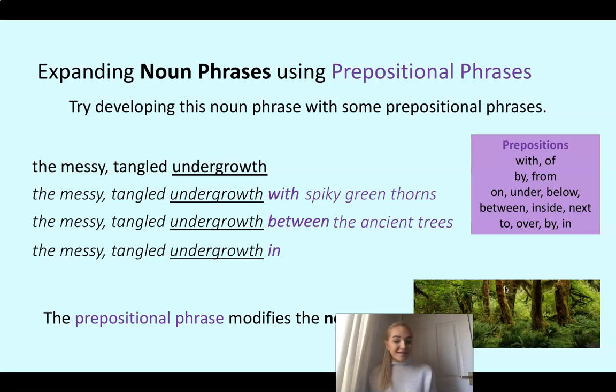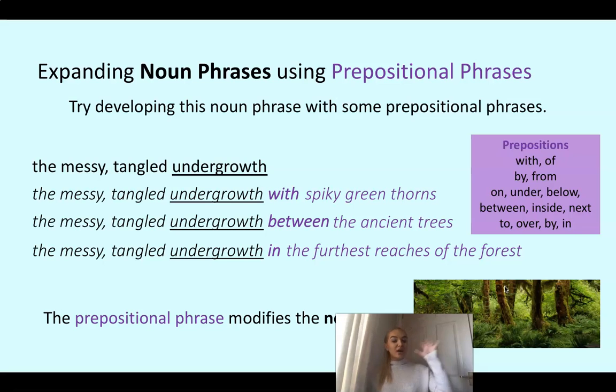And finally, the messy, tangled undergrowth in the furthest reaches of the forest. So it's not just in the forest, it's not in the heart of the forest like our trees were, it's in the furthest reaches of the forest. What does that mean, the furthest reaches of the forest? The furthest reaches is like really, really far away in the forest, deep in the forest you might have said too. Now, if you won't have these exact prepositional phrases, and that's okay, but as long as you've had a go, you can send in your work and I can have a look at them, all right?